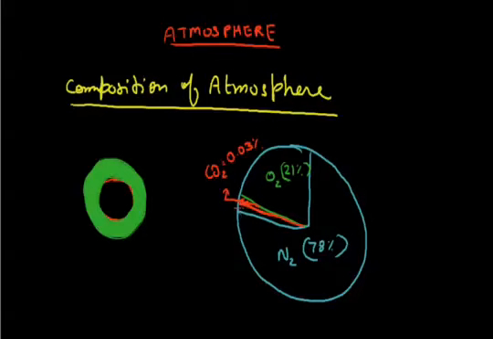And remaining are the other gases. These other gases are 0.04%, and include neon, helium, and etc. gases. So that was the composition of atmosphere.